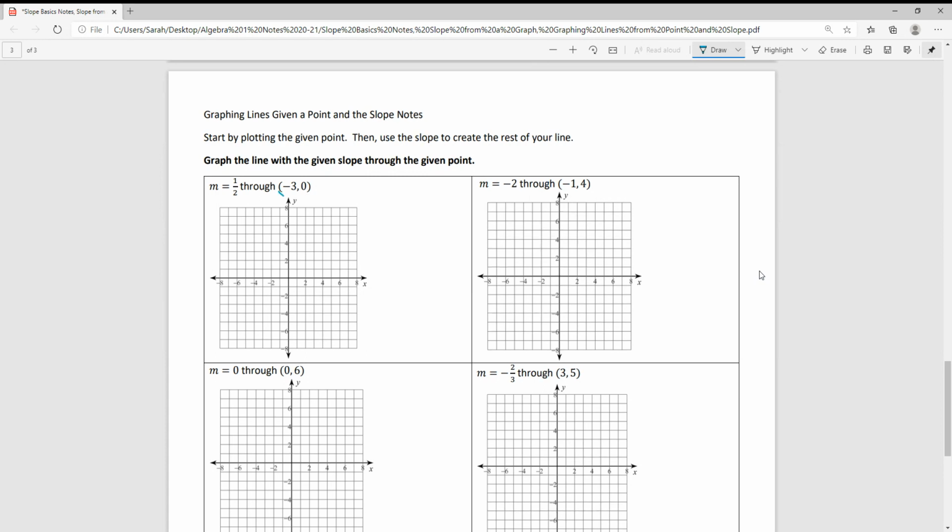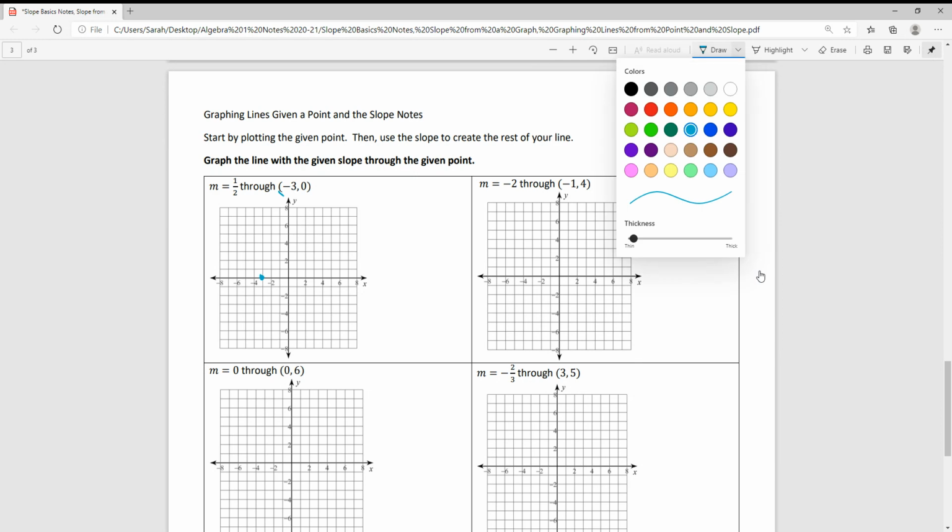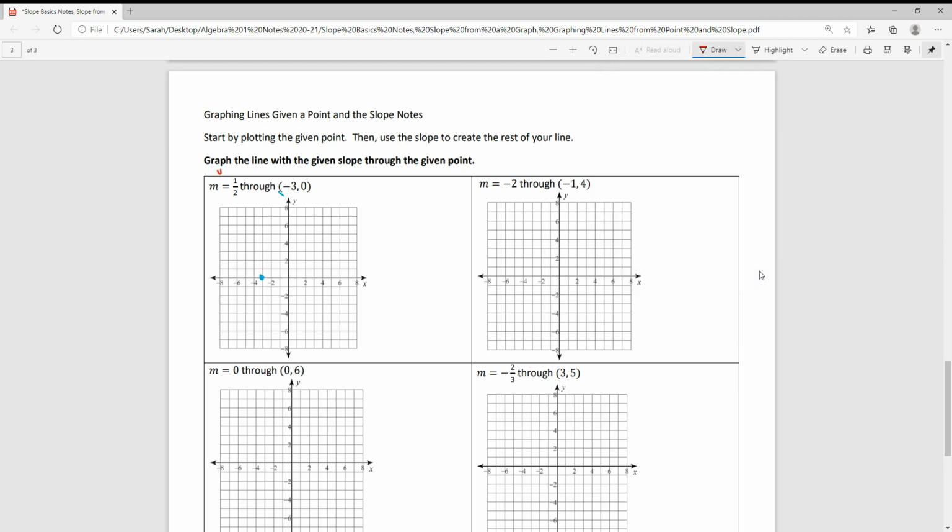We're going to start with plotting the point they give you. So I'm going to graph negative 3, 0. X is negative 3, y is 0, goes right here. From there, they want us to use that slope to find other points on our line. Since my slope is 1 over 2, that means I need to go up 1, right 2 to get the next point on my graph. So up 1, right 2 is right here. You could make that line extend all the way across the graph, but you only need 2 points to make a line, so that right there would be perfect.